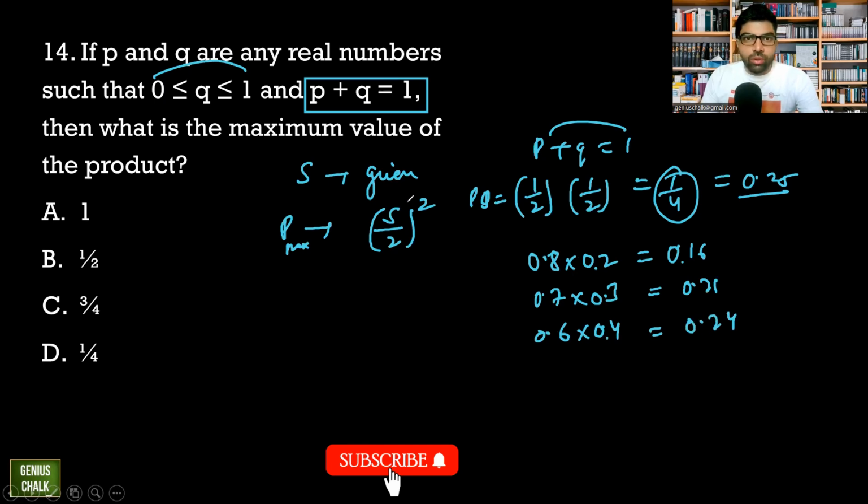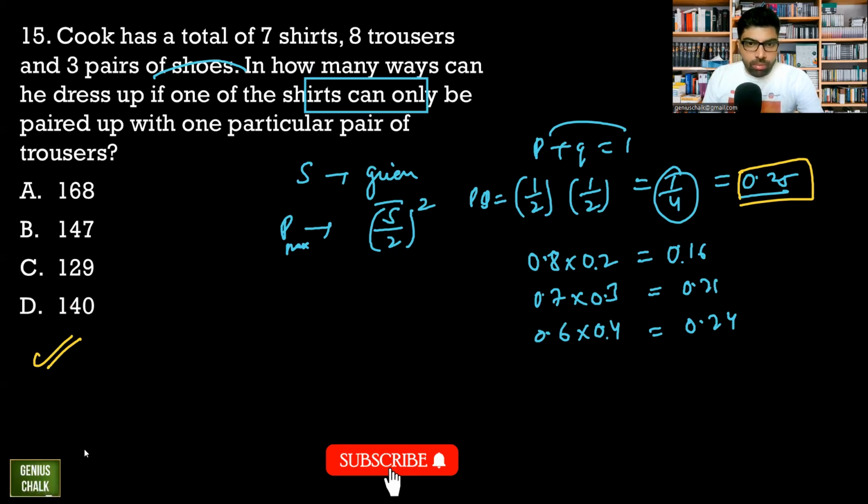So the maximum value is only possible when you just divide this sum by half, right? So half is 1, so this is 0.25. That is 1 by 4. Always remember, product maximum will be when the sum is given is just half the given numbers, if there are 2 numbers.